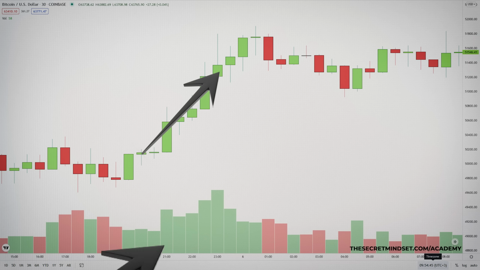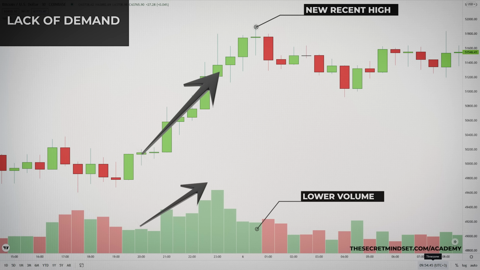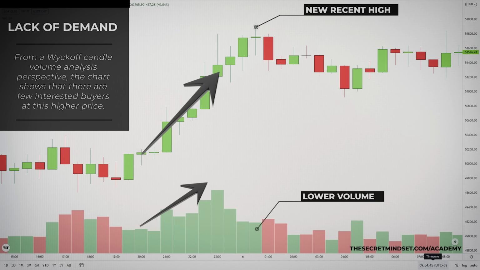Here's an example on Bitcoin. Notice this aggressive up move, with price making higher highs and higher lows. The test candle, the Doji bar, makes a new recent high, and the volume is lower than the previous 6 or 7 candles. By standard candlestick analysis measures, most traders would come to the conclusion that this bar represents indecision. But when viewed from a Wyckoff candle volume analysis perspective, it's clear that no indecision exists here.